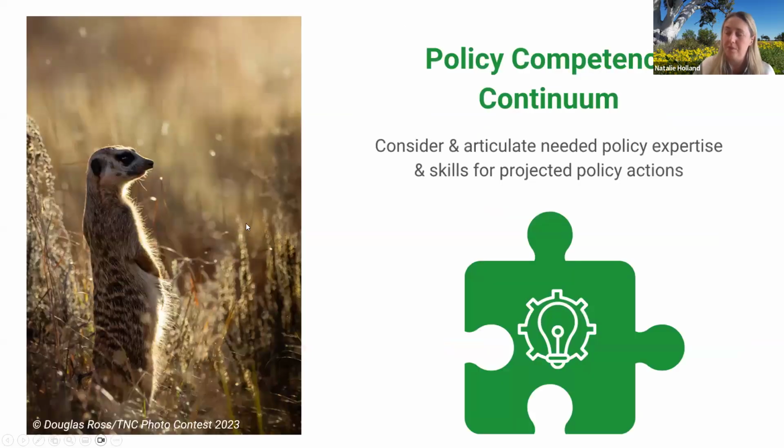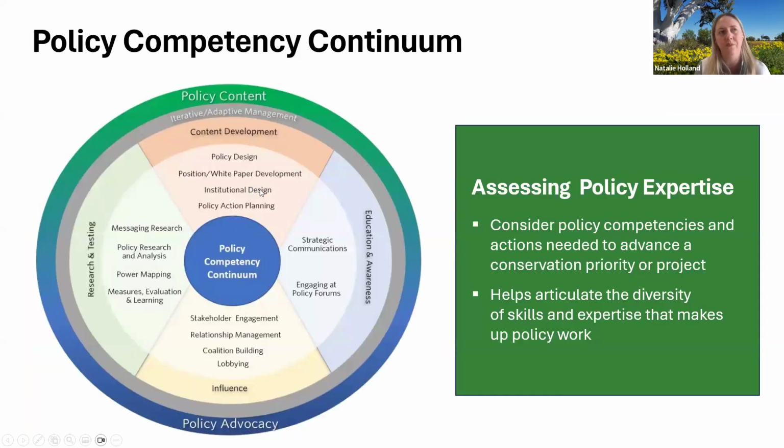The final tool is the policy competency continuum. And this is a way of recognising that policy work is complex and requires a diverse array of skill sets and expertise in order to design and implement the appropriate policy action. So the competency continuum attempts to give some clarity and organisation to that array of skills and to help teams think through the different skill sets and expertise that might be needed at different parts in the process as well, or depending on what you're trying to achieve. So there might be different things you need at different times.